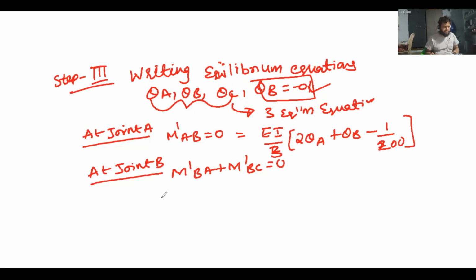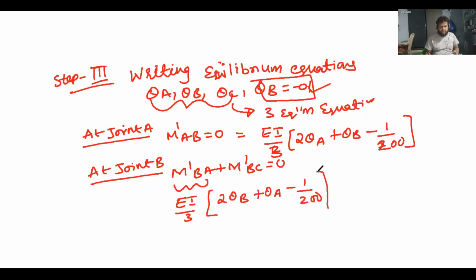Next, M dash BA equal to how much? M dash BA is EI by 3 into 2 theta B plus theta A, again minus 1 by 200, plus again EI by 3 into 2 theta B plus theta C. Here MBA will become plus. Okay, plus 3 into 5 into 10 to the power of minus 3 by 6, that is 2.5. Otherwise we can write plus 1 by 400.